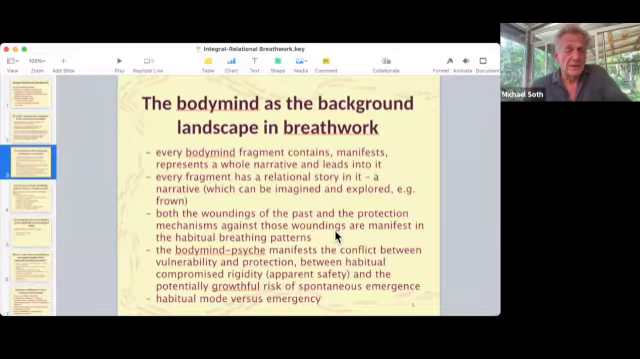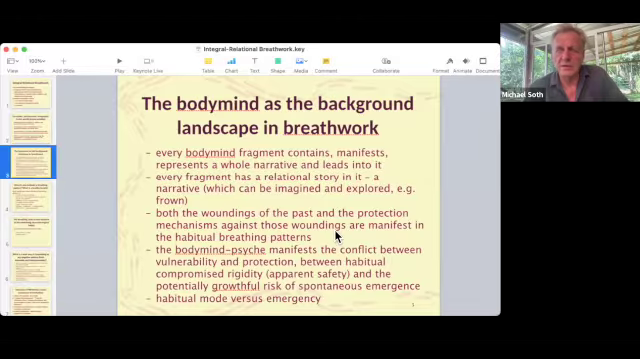What that means specifically to the question about the character and being introvert and all the rest of it, there's a whole psychotherapeutic avenue that we could go down. We could do hours and hours talking about how the life story has the woundings of the past, as well as the protection mechanisms against those woundings. All of that is manifest in the habitual breathing pattern.